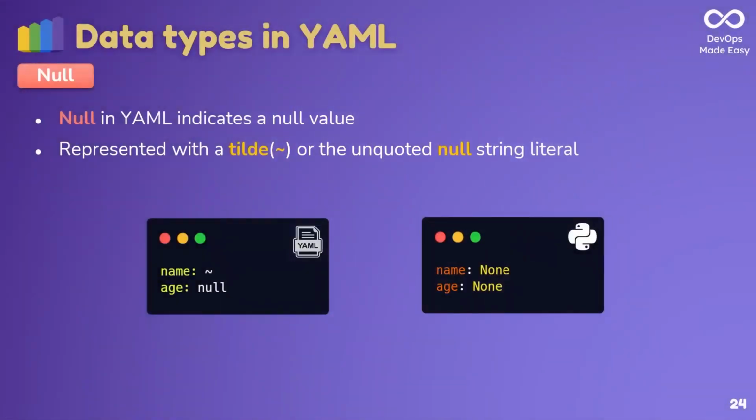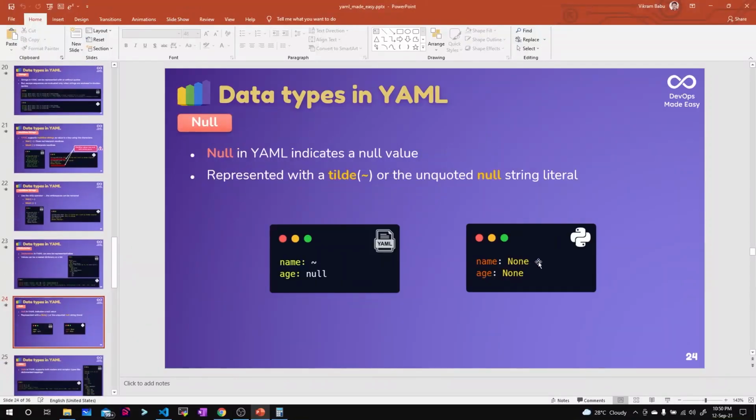Now what about null? Let's say I don't have anything to mention as a value, so it is a null value. Null values are indicated with the tilde or the null literal without any quotes. You should not quote this null, otherwise it will be taken as a string. So you put null as the value, or you can use tilde. Once you run this file using Python, or any YAML parser reads this file, it will be read as None, capital None. This is related to Python; for some other language, it could be nil.